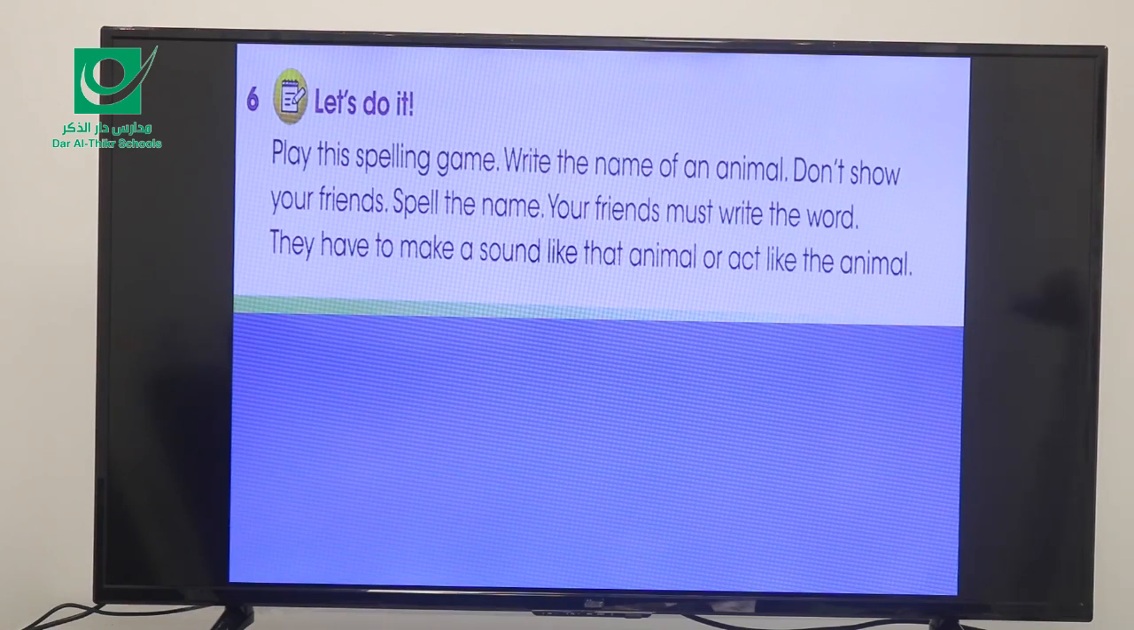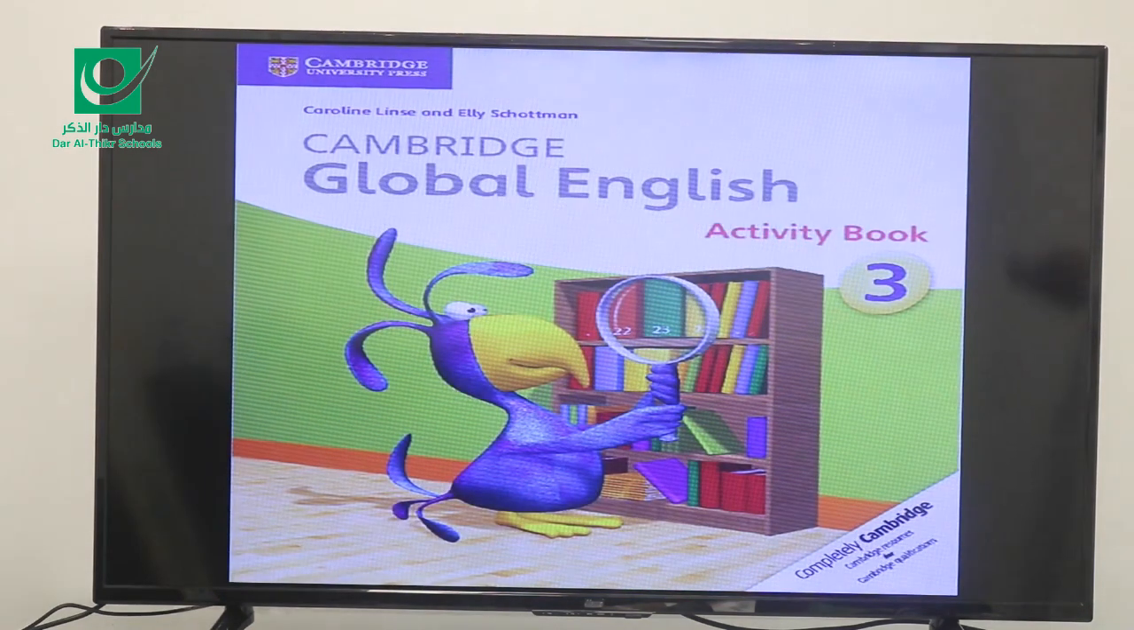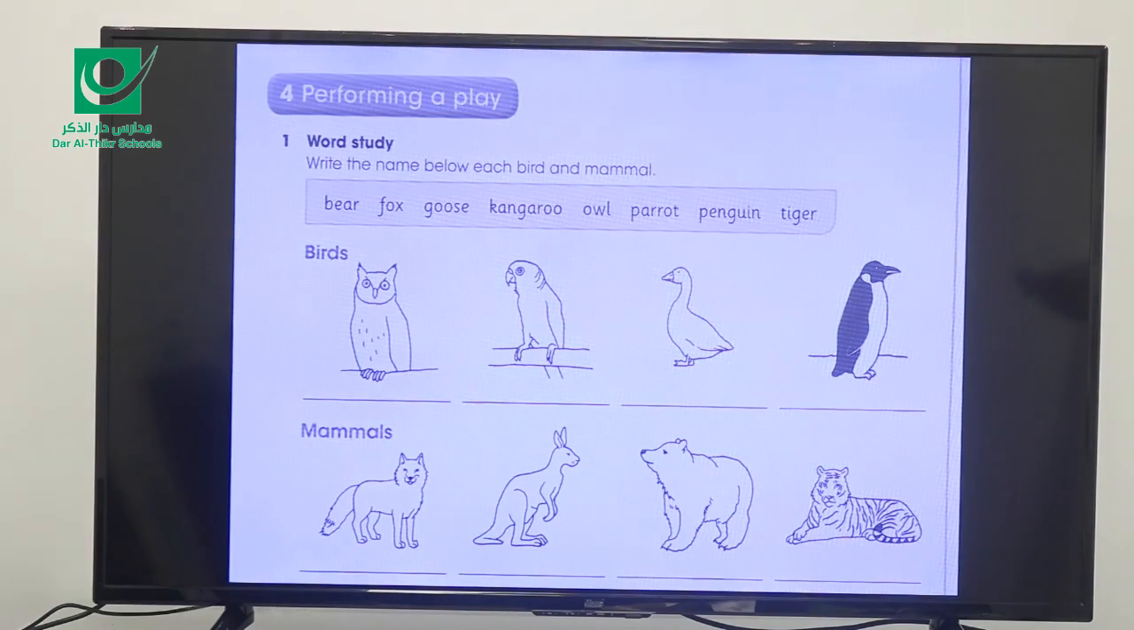Spell the name. Your friends must write the word. They have to make a sound like that animal or act that animal. Okay? Now we are going to move quickly to the activity book. This is very nice and very easy.